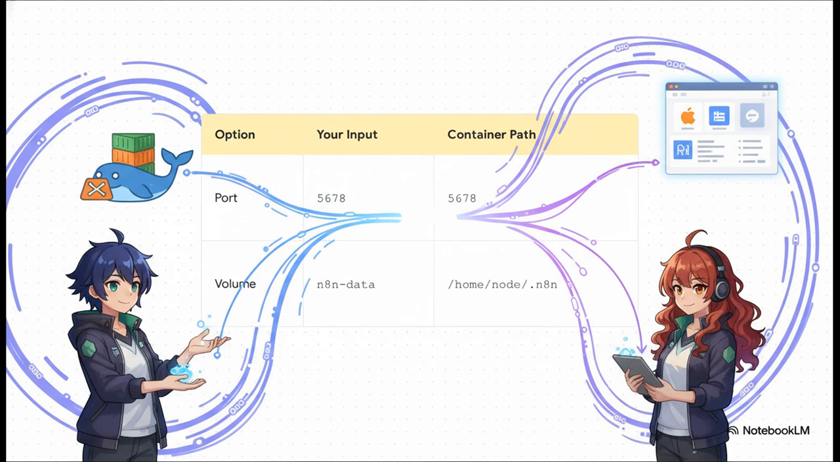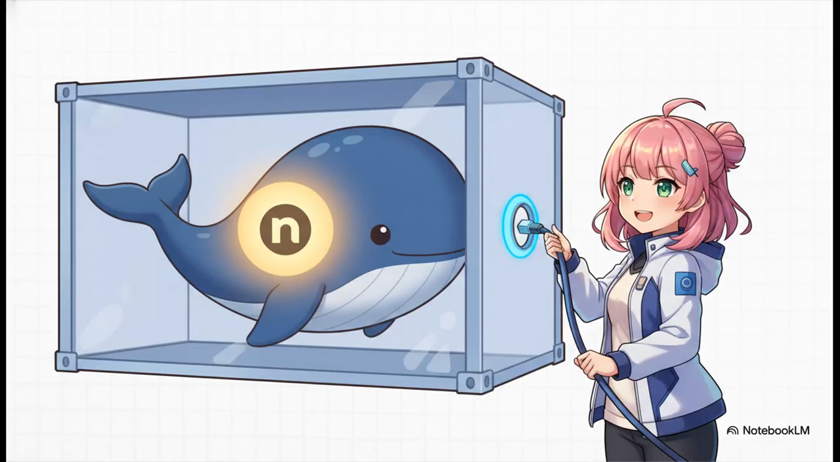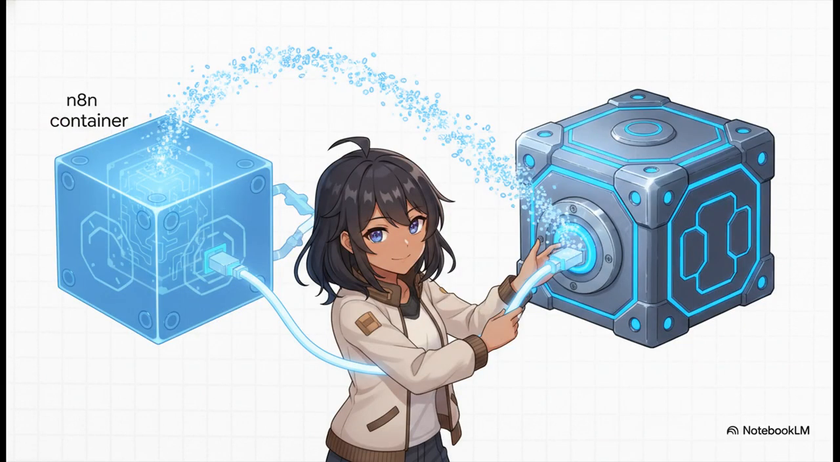Okay, a couple of quick settings here. This is how we link things up. First, we'll map the port. This is what lets you access n8n from your browser. Next, we're linking that n8n data volume we made. This tells n8n where to save your work.